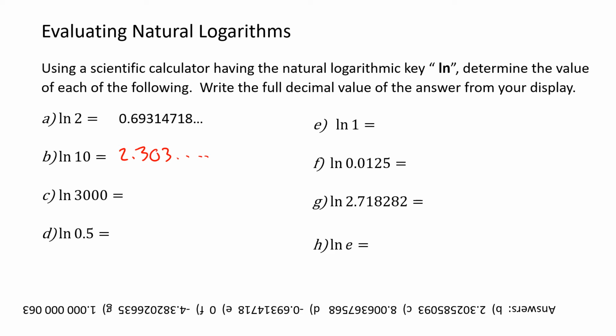Next is the ln of 3000. In this case we get, I'm going to round to 8. It's actually 8.006 with decimal places, but you can round it to 8.